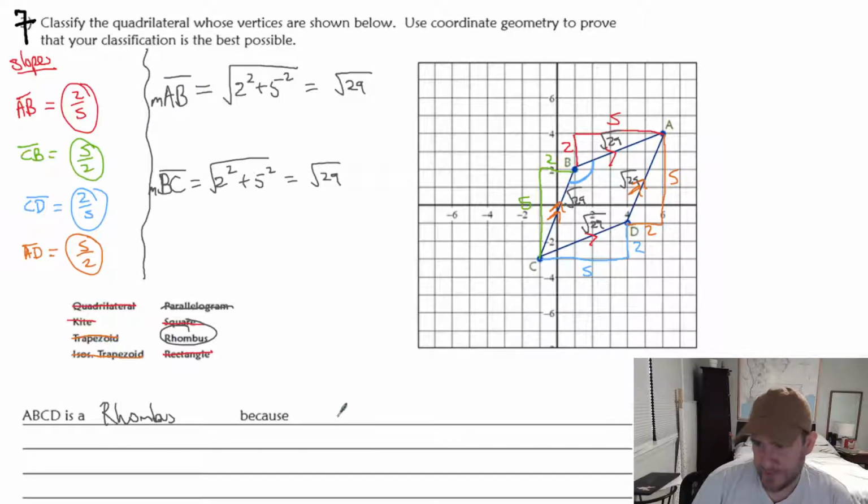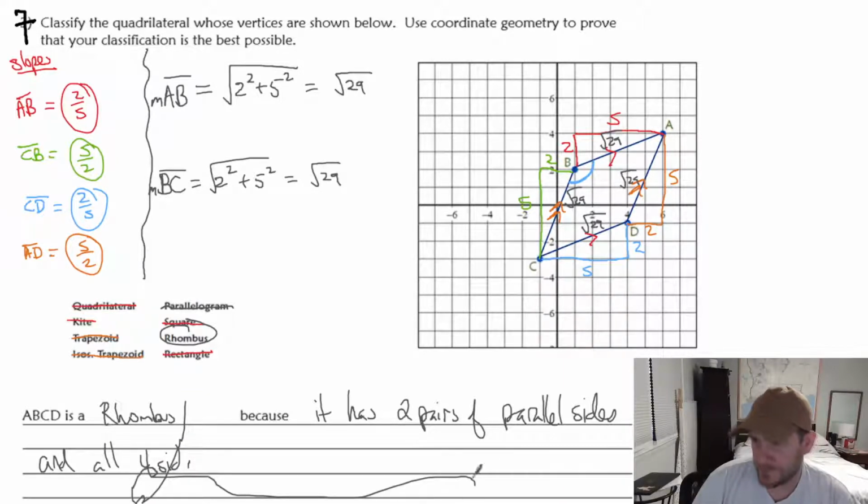And we'll say it's a rhombus because it has 2 pairs of parallel sides. And all four sides are the same. Oops, hold on. Messed up my pen. All four sides are congruent, really is what I meant to say. And then technically you should say, but it doesn't have right angles.